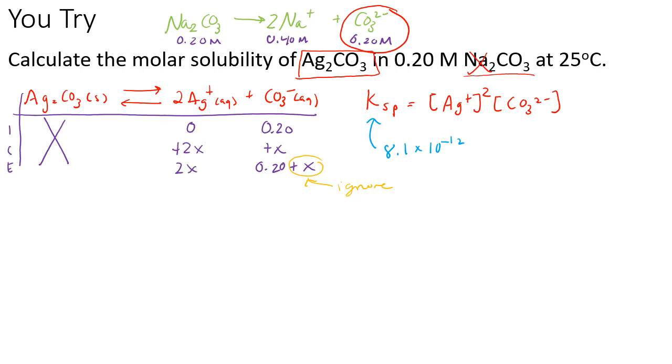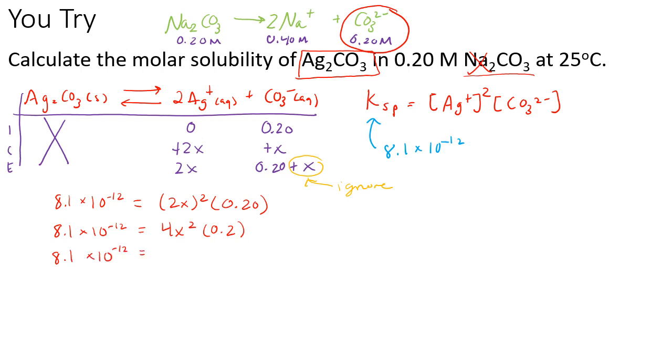Now let's substitute everything into our equilibrium expression. Our KSP is 8.1 times 10 to the negative 12. Silver is going to be 2x squared. And for carbonate, it's just going to end up being 0.2 since we ignored that plus x. Next, we're going to solve for our x value, which will be equal to our molar solubility. This comes out to 8.1 times 10 to the negative 12 is equal to 2x squared, which is 4x squared, times 0.2. And then 4x squared times 0.2 becomes 0.8x squared.